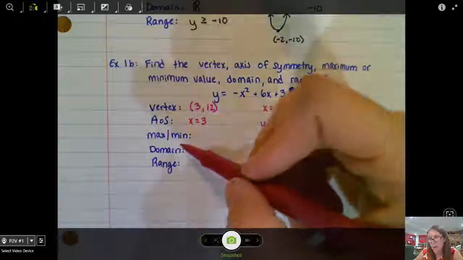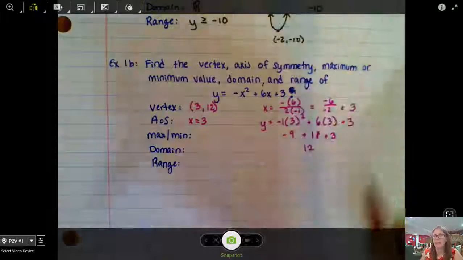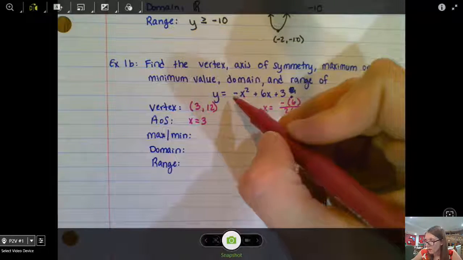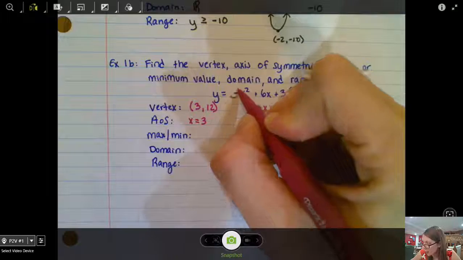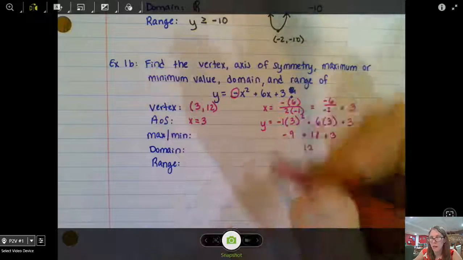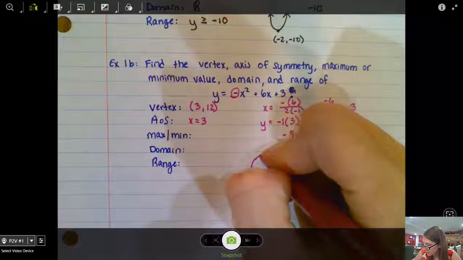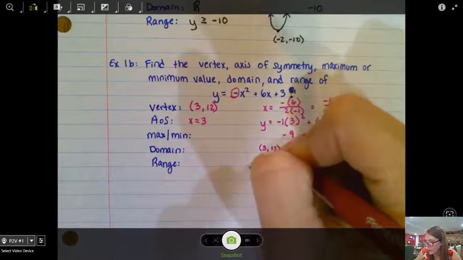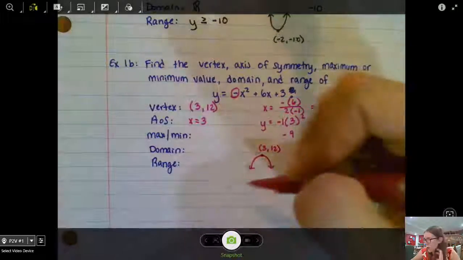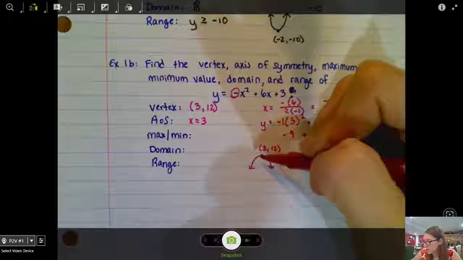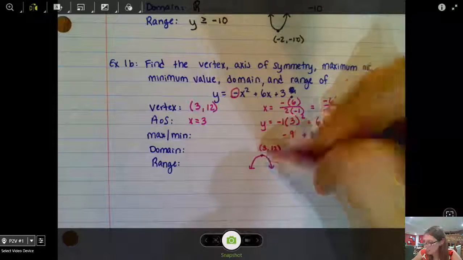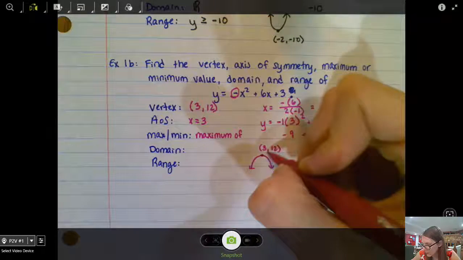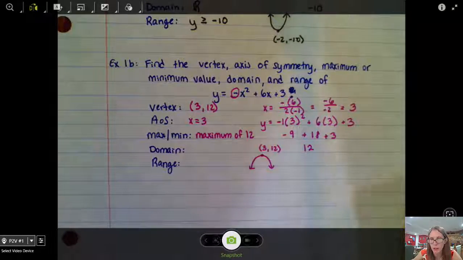As far as maximum and minimum value, domain and range go, it might help to just think about what this parabola is going to look like. I know my vertex is (3, 12). Because my a value is negative, remember that means my parabola is upside down. And this highest point here is (3, 12). That makes my parabola have a maximum value. And my maximum value is my y here. The maximum value is 12.